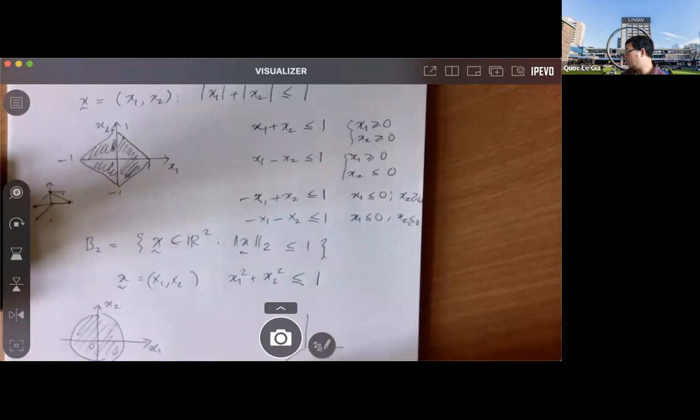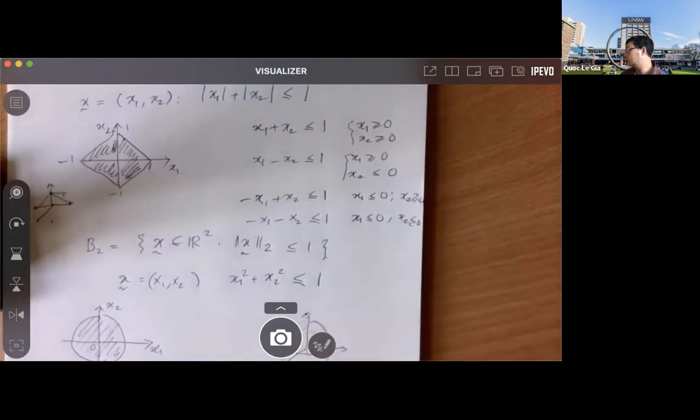Yes. So in R3, it will become the sphere. Now it's a bit tricky to plot, but you can imagine. Yeah. So in R3, it will become a sphere. Okay.